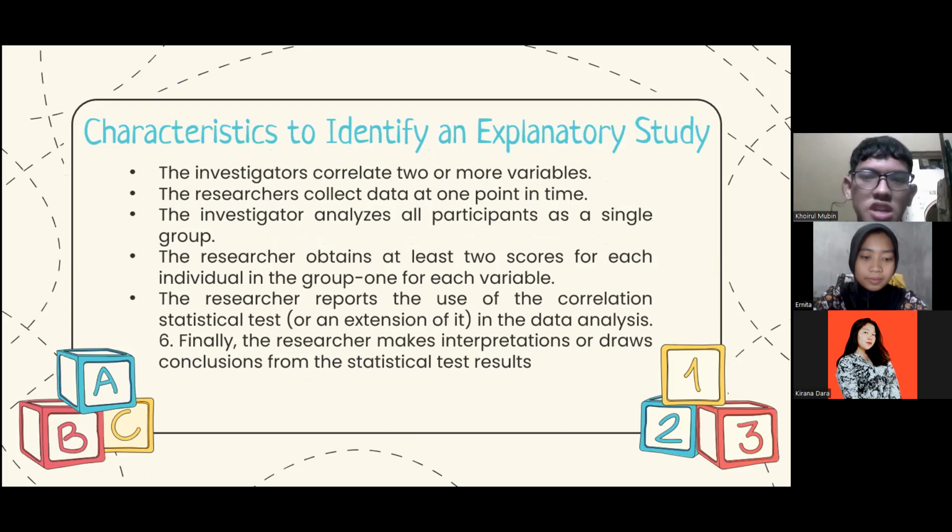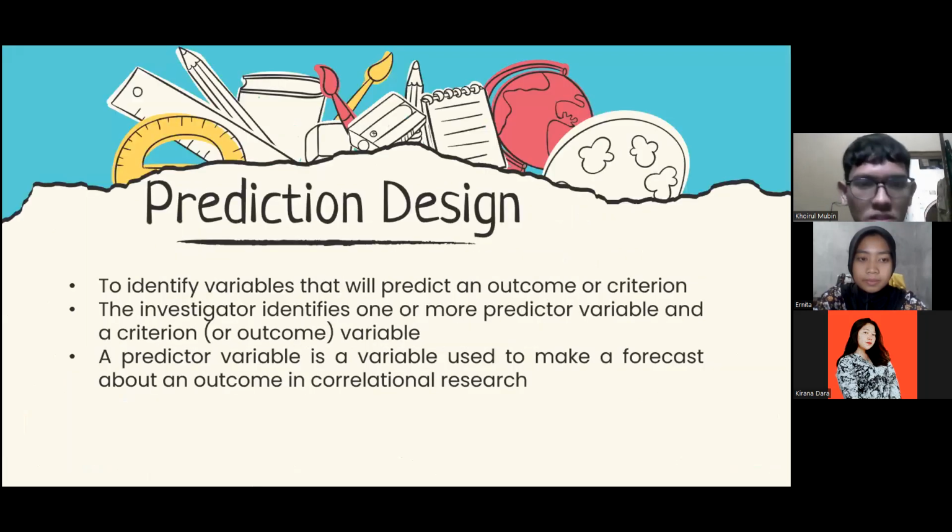The characteristics when identified are, first, the investigator correlates two or more variables. The researcher collects data at one point in time. The investigator analyzes all participants as a single group. The researcher obtains at least two scores for each individual in the group, one for each variable. The researcher reports the use of the correlation statistical test or an extension of it in the data analysis. Finally, the researcher makes interpretations or draws conclusions from the statistical test results.